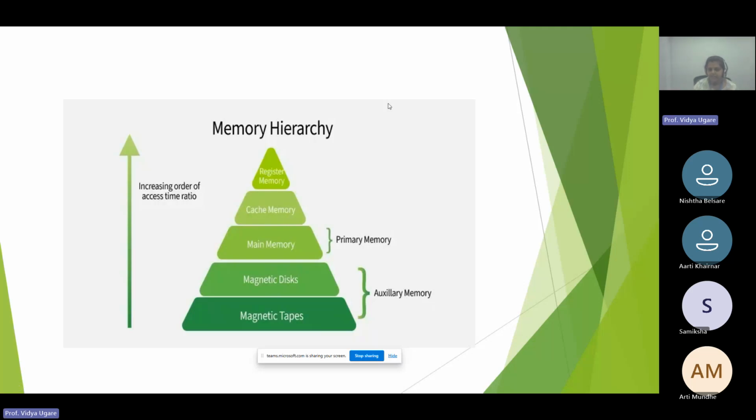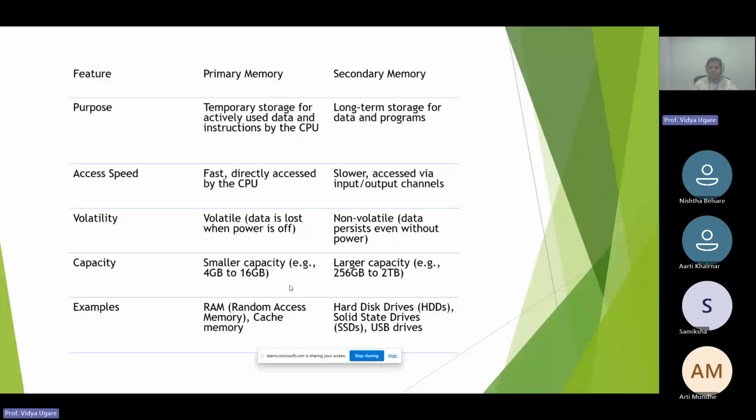Usually registers, I am repeating again, registers and cache memory are inside the CPU, whereas main memory is RAM, that is primary memory, and secondary memory is the hard disk. See, primary memory, secondary memory. A simple table is there to understand what is the purpose.